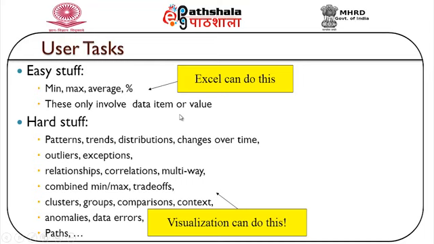The hard stuff with respect to user tasks is to find patterns, trends, distributions or changes over time, to find outliers or exceptions from the graph or visualization, to find the relationships and correlations in a multi-way data set, to combine the min-max and find the trade-offs, to find clusters, groups, comparisons and context, to find anomalies and data errors, and to find paths. So these are some of the hard user tasks that can be performed on the visualization.